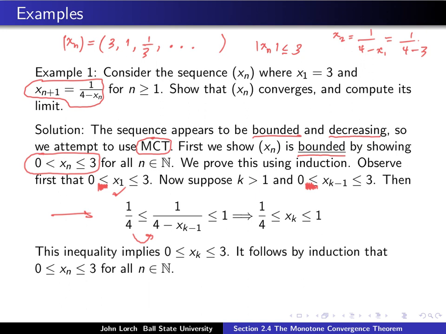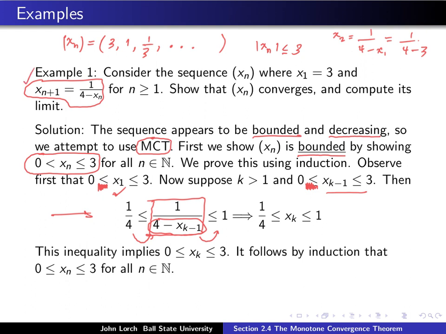Now, how small can this denominator be? Well, the smallest it can get is when x sub k minus 1 would be equal to 3. When x sub k minus 1 is equal to 3, then the denominator is 1, and you get this fraction 1 over 1. Okay, now, if you look at this expression in the middle here, that ought to look familiar. In fact, that's our formula. That's what we would use in order to obtain x sub k using our recursive formula.